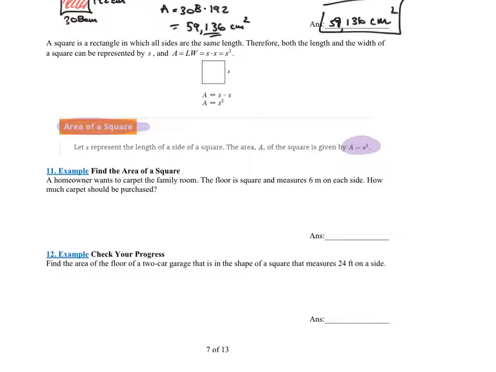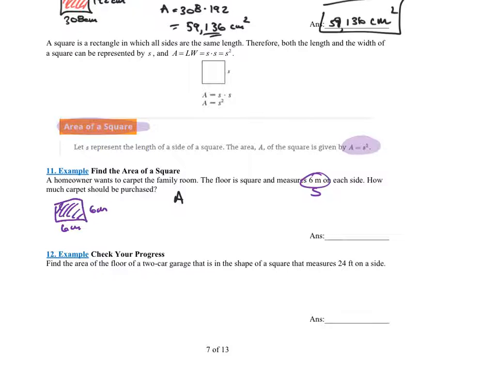Let's look at example 11. A homeowner wants to carpet a family room. Again, I'm thinking carpet, so I'm thinking the inside of two dimensions. The floor is a square and measures 6 meters on each side. So I'm drawing my square. I have 6 meters on each side. Okay, that's the length of a side. How much carpet should be purchased? Again, this is because we want the area of the inside carpet.